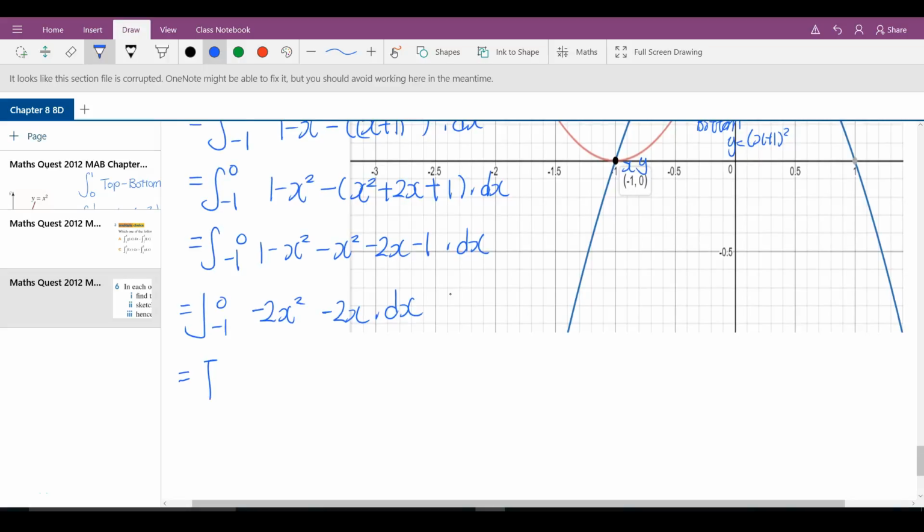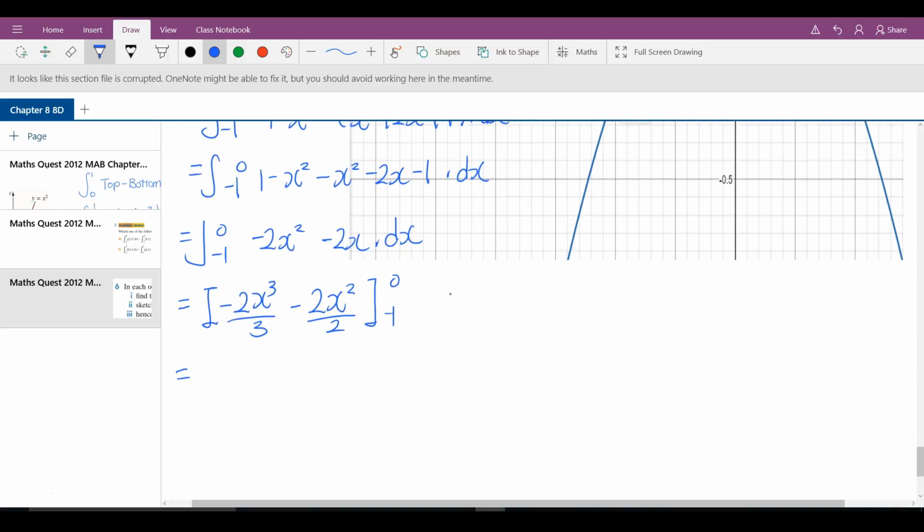Oh no, let's integrate. So negative 2x squared becomes negative 2x cubed over 3 minus 2x squared over 2 from negative 1 to 0. So the first bit, we can write it tidier. We can tidy things up. Over 3. Now negative 2x squared over 2 is just negative x squared, right? And then let's do our tricks. Let's sum in our numbers.